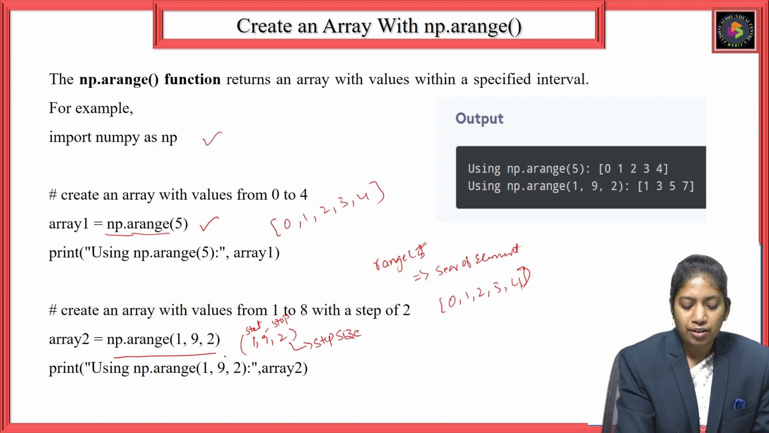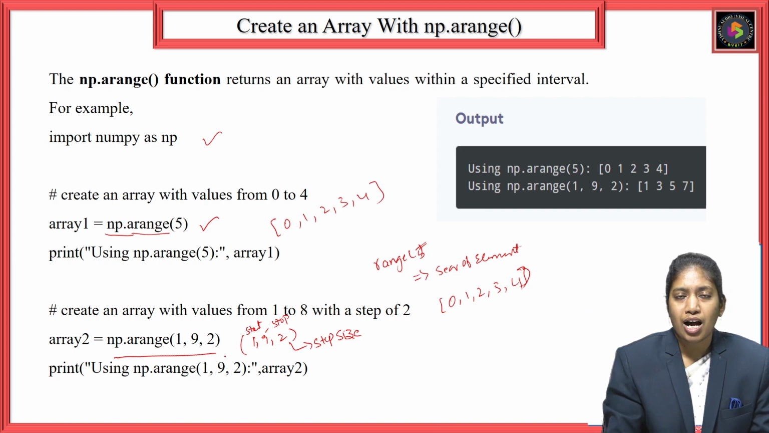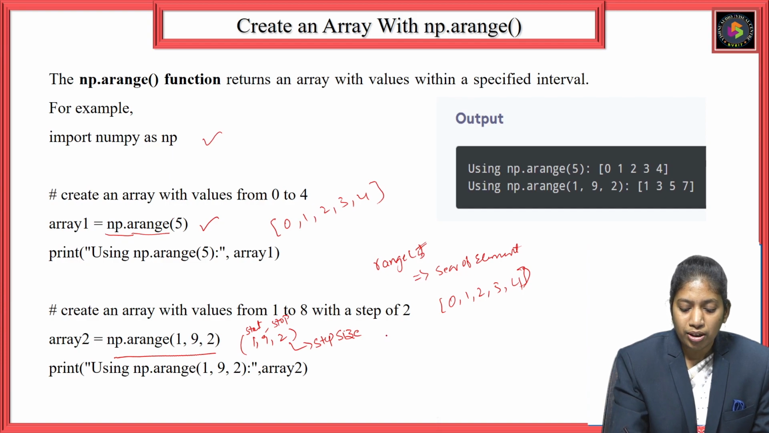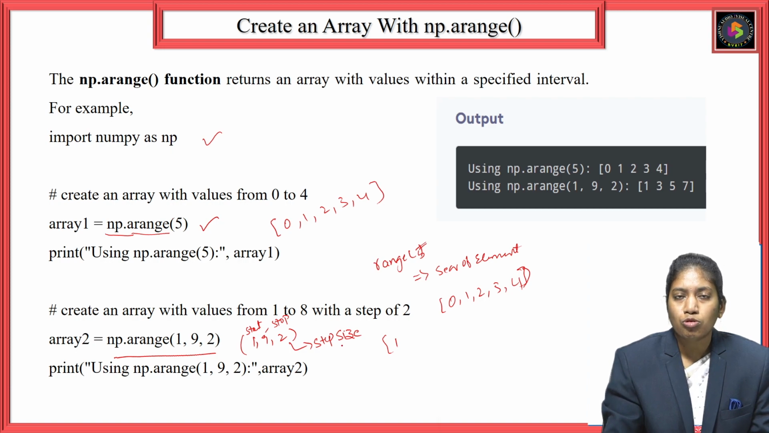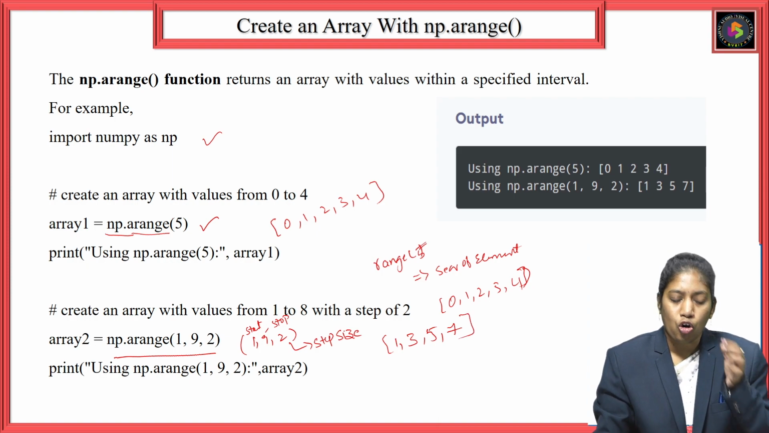What will happen if I give the start, stop and step sizes? It has to start with 1 and end with 9, and the step size is 2, which means it has to increment by 2. So like 1, 3, 5, 7. The last number should not be included; it will take n minus 1. So this will be the output.